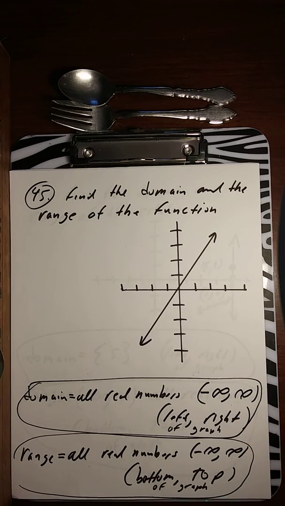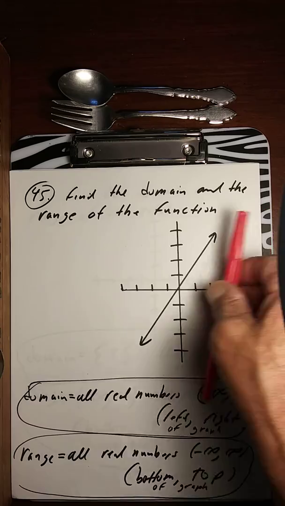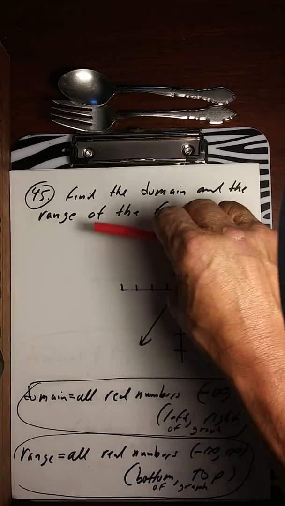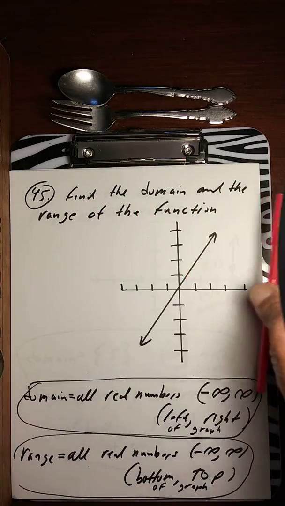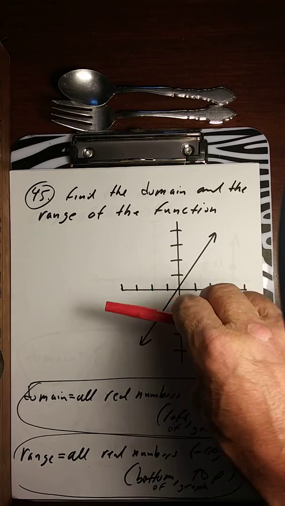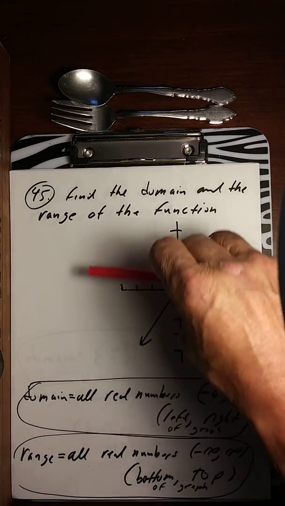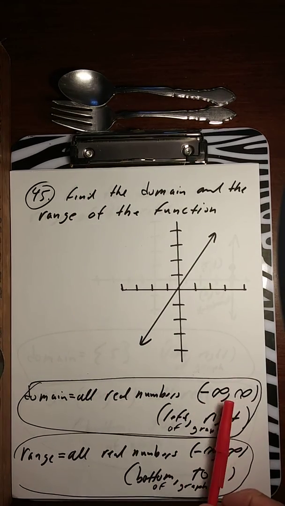Find the domain and range of this. Domain is all real numbers, it doesn't stop. Range is all real numbers, going left and right, from negative infinity to infinity. So the domain is all real numbers. The range is all real numbers.